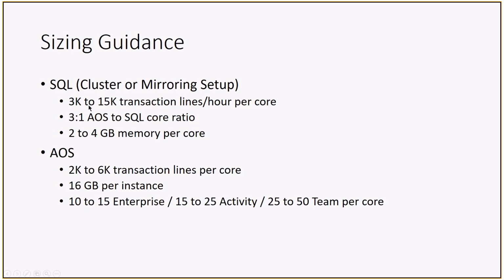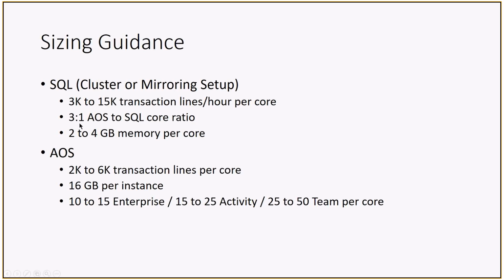So if I find a customer doing a lot of complex transactions on the SQL side, then I will probably tend to go towards using the 3K number to come up with the number of cores. Or if I see that they're just doing simple transactions, then I'll probably tend towards the 15,000 transaction lines per hour per core math.